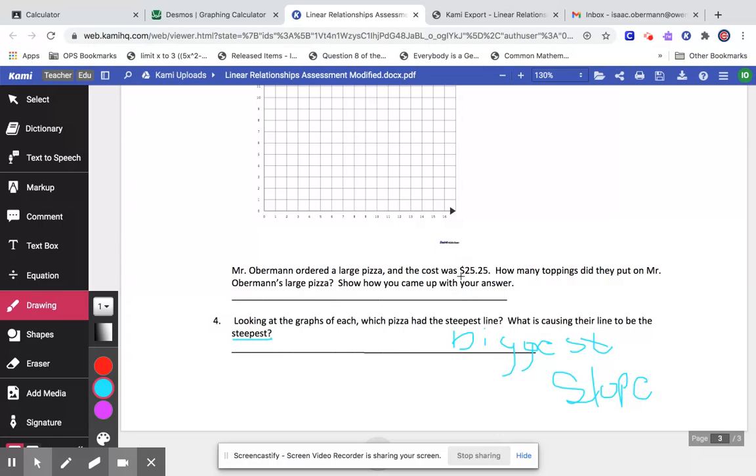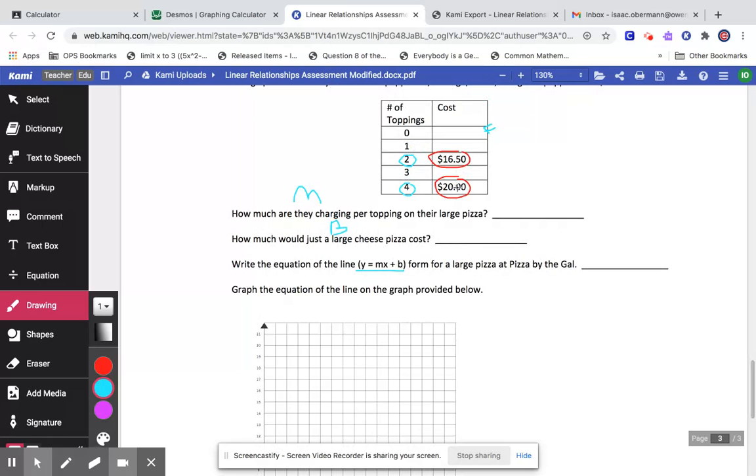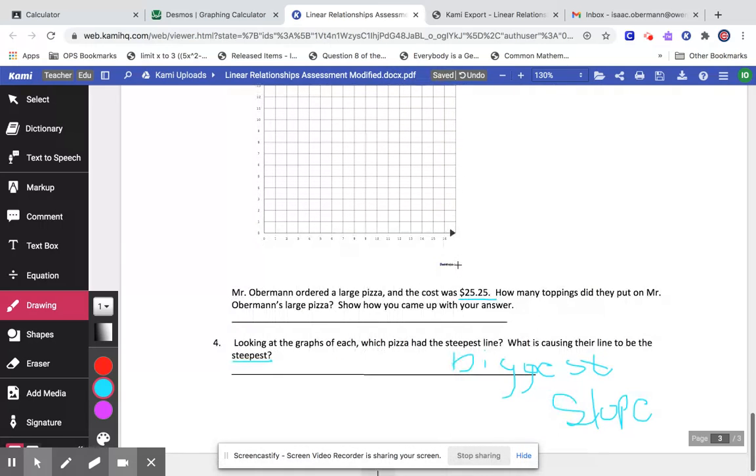I'm going to let you figure this one out. If I buy one for $25.25, I would just continue this chart on the cost by adding my change each time to figure out how many toppings it would be for $25.25. You want to know how many toppings. Okay? So there you go. You'll do great.